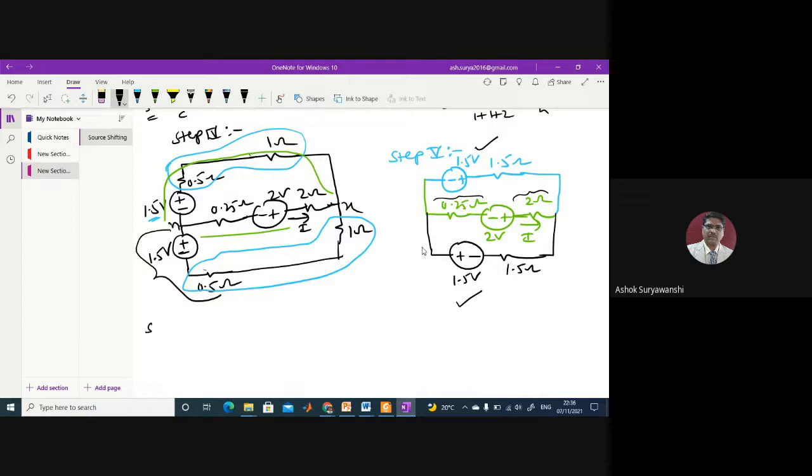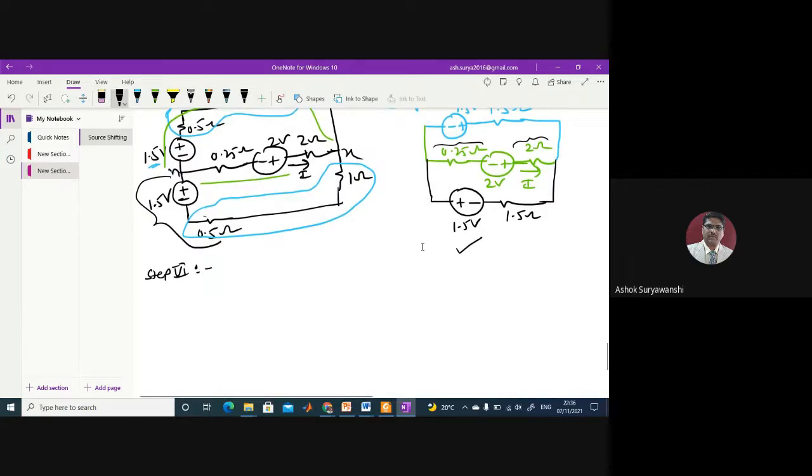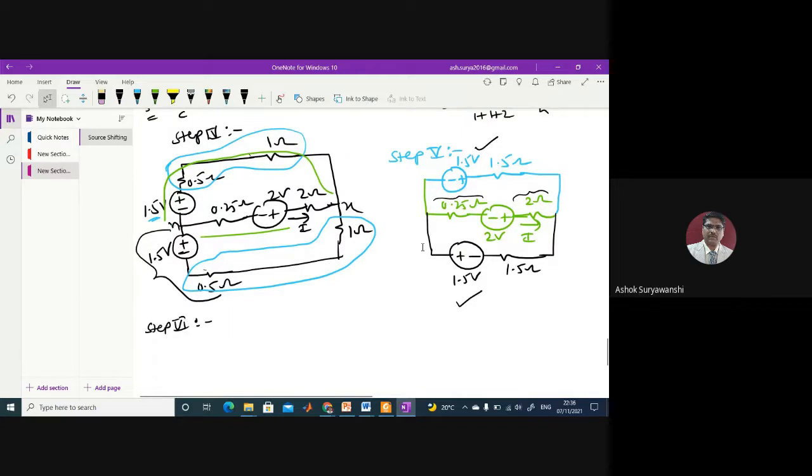So in step number 6, we will transform these voltage sources into equivalent current sources.